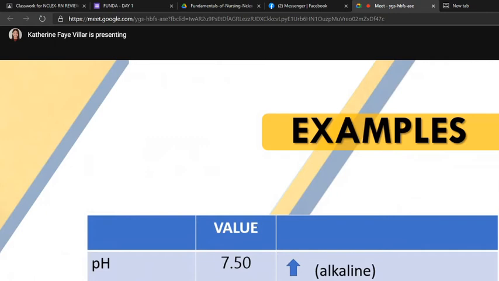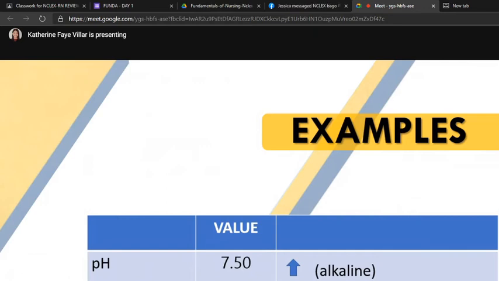Is it acidic or alkaline? Yung PCO2 po, value niya is 50. Is it alkaline or acidotic? Kapag mas mataas, kabaligtaran po niya yung pH. So, kapag mas mataas po siya, kabaligtaran niya, acidic siya.